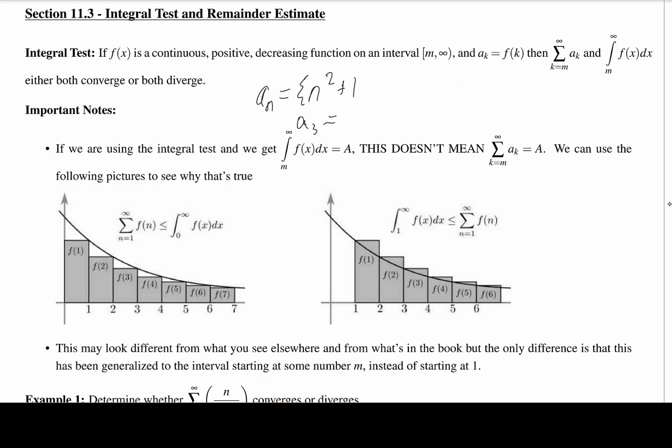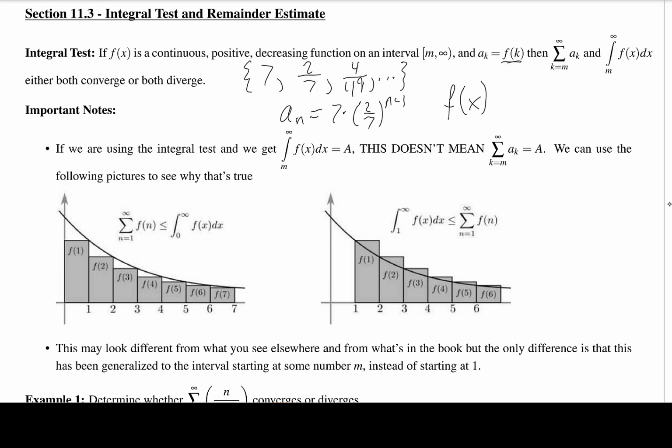Similarly, someone could just give us a sequence of numbers. So we could do something like 7, 2 over 7, 4 over 49, and so on. We know this is a geometric sequence. So once we determine what a sub n is, we know that a sub n is going to be 7 times 2 sevenths to the n minus 1. Then I know that my f of x function is going to be 7 times 2 sevenths to the x minus 1. Okay?